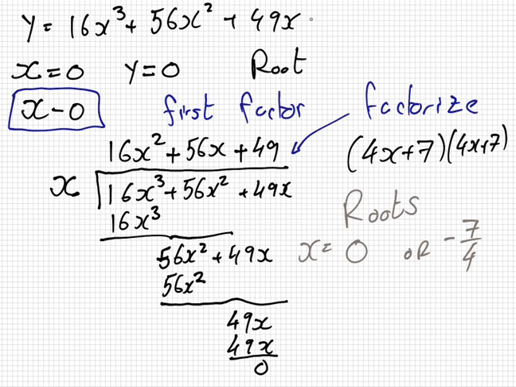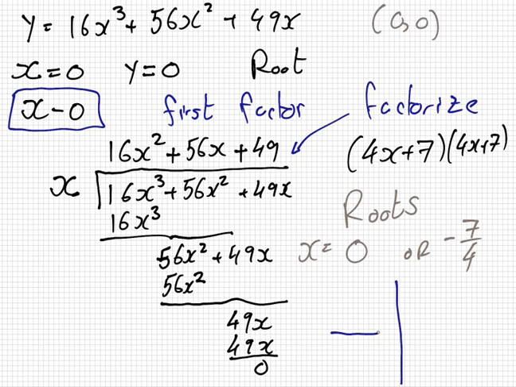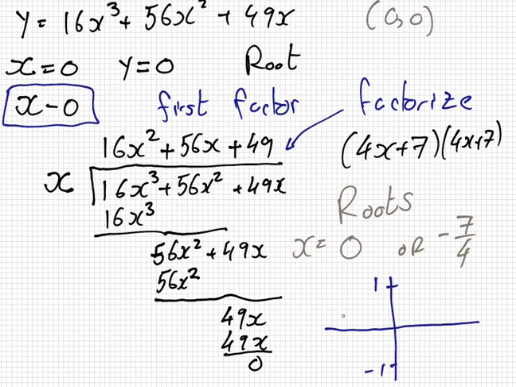So let's try and draw that one. I'll just squeeze it down here. 1, minus 1, minus 1, 1, y and x. Okay, so my roots are 0 and minus 7 over 4. Sorry, so that would be actually out a bit further. That's about here. And then, where's my y-intercept? It's also here, isn't it?